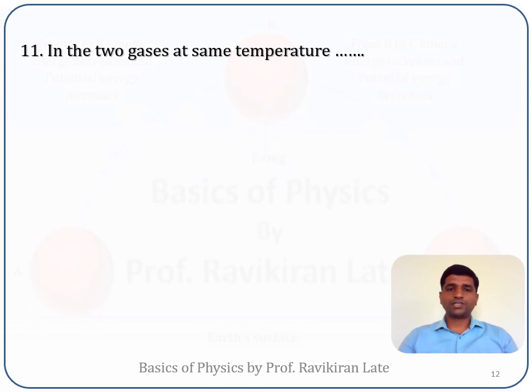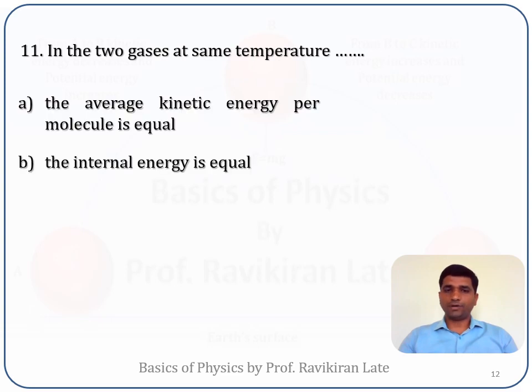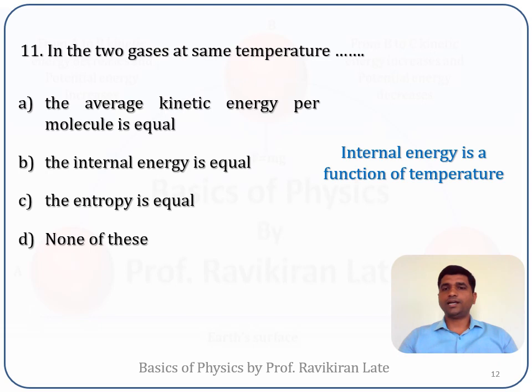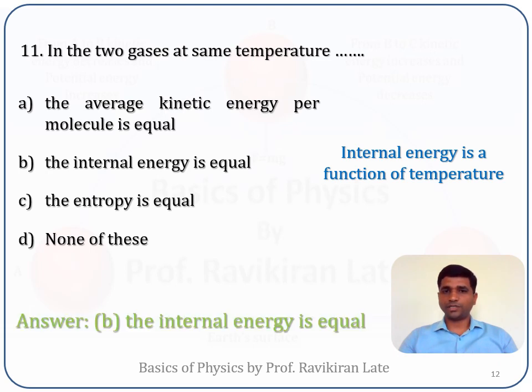Now the next question is, in two gases at the same temperature: the average kinetic energy per molecule is equal, internal energy is equal, entropy is equal, or none of these. We know that internal energy is a function of the temperature. So if the temperature is equal, then the internal energies of the two systems will be equal. So in this case the correct answer is option number B.